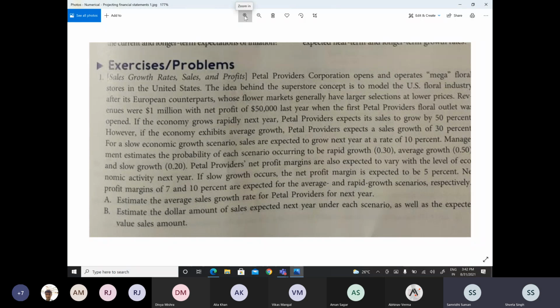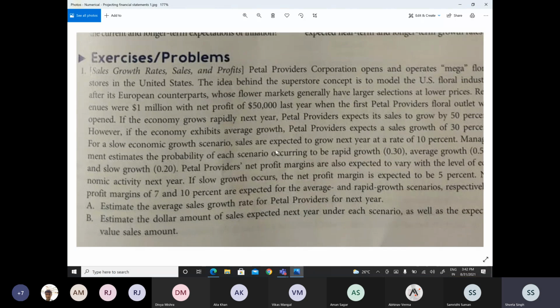Yes ma'am. Okay, fine. So let us look at a numerical for estimating sales growth rates and then the subsequent sales and profits. Now this is a new startup called Petal Providers Corporation. It opens and operates mega florist stores in the US. The idea behind the superstore concept is to model the US floral industry after its European counterparts, whose flower markets generally have larger selections at lower prices. Revenues were $1 million with net profit of $50,000 last year.